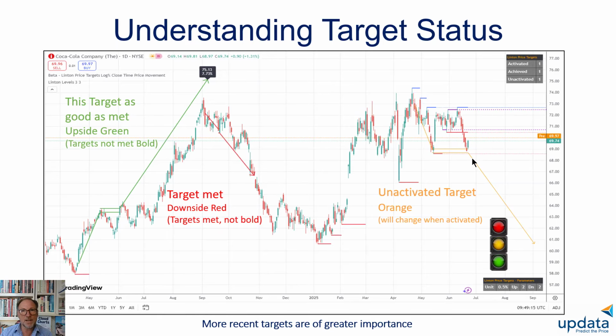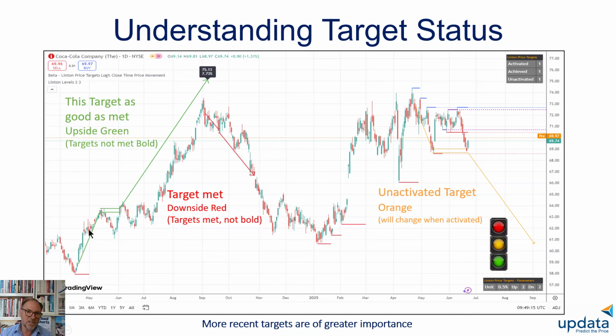So understanding the target settings, this target is a green target that was given. We've got them color coded as green up, red down, orange is where they haven't yet been activated. So it's a traffic light system. If we break through that activation level, it will turn red. And equally, if we've got an orange target to the upside and it breaks higher, it will turn green.